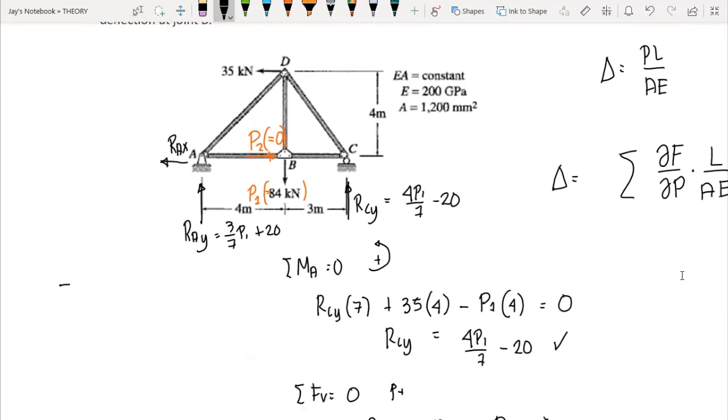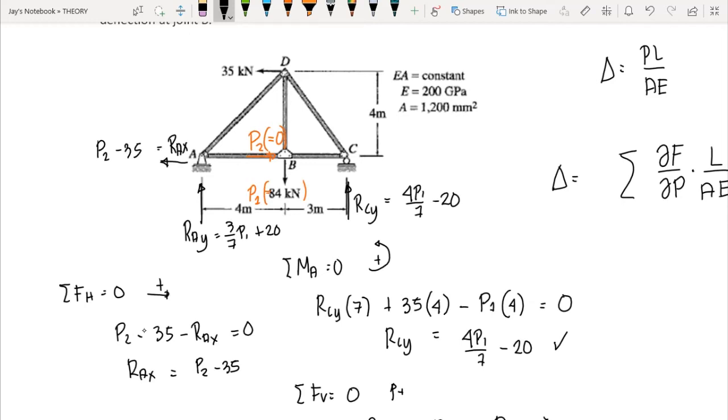For our horizontal force, we have summation of horizontal forces equal to 0, where all forces acting to the right are positive. We assume that our P2 is going to the right, hence our deflection here is also going to the right. That is our assumption only. So we have P2 minus 35 minus RAX equals 0. So RAX is equal to P2 minus 35. That is our horizontal reaction at A.